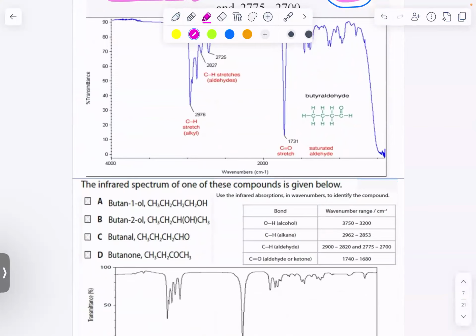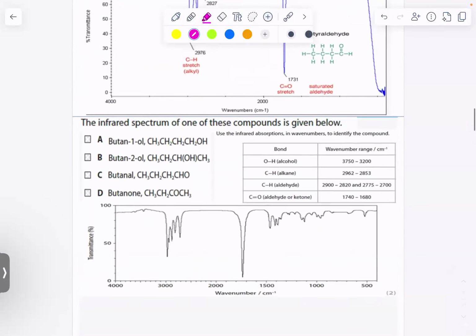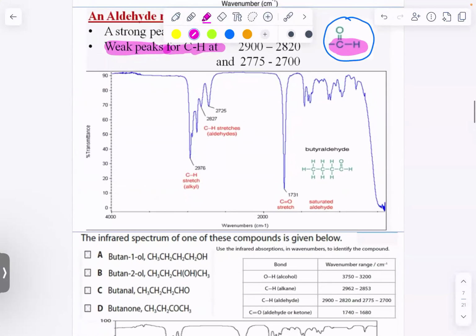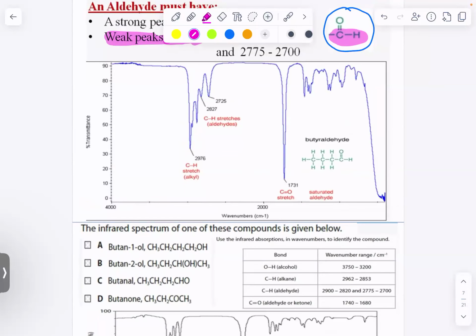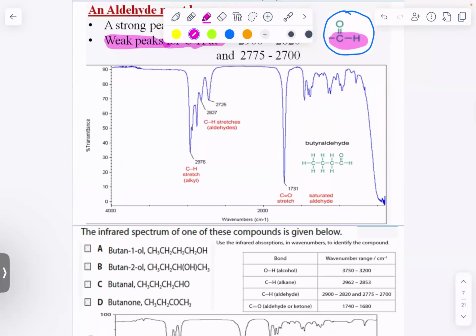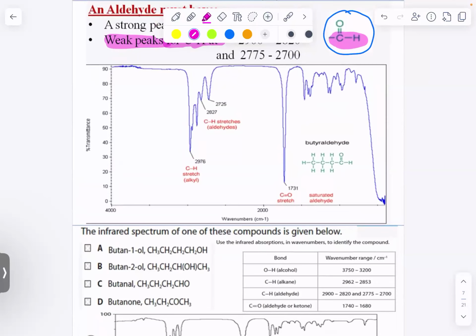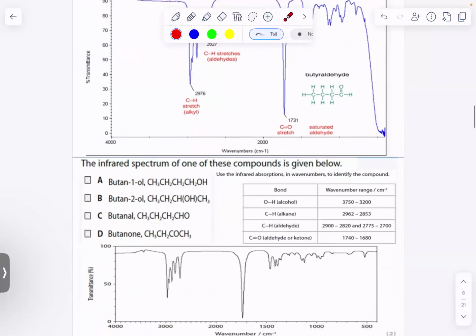Now should we start doing the MCQs, if all is clear to you? Sure. All right. So the first MCQ is there on your screen. The picture which is given to us is this one, right? The infrared spectrum of one of these compounds is given below: butan-1-ol, butan-2-ol, butanal, and butanone. And these are the bond stretches. Now have a look at what is shown here.